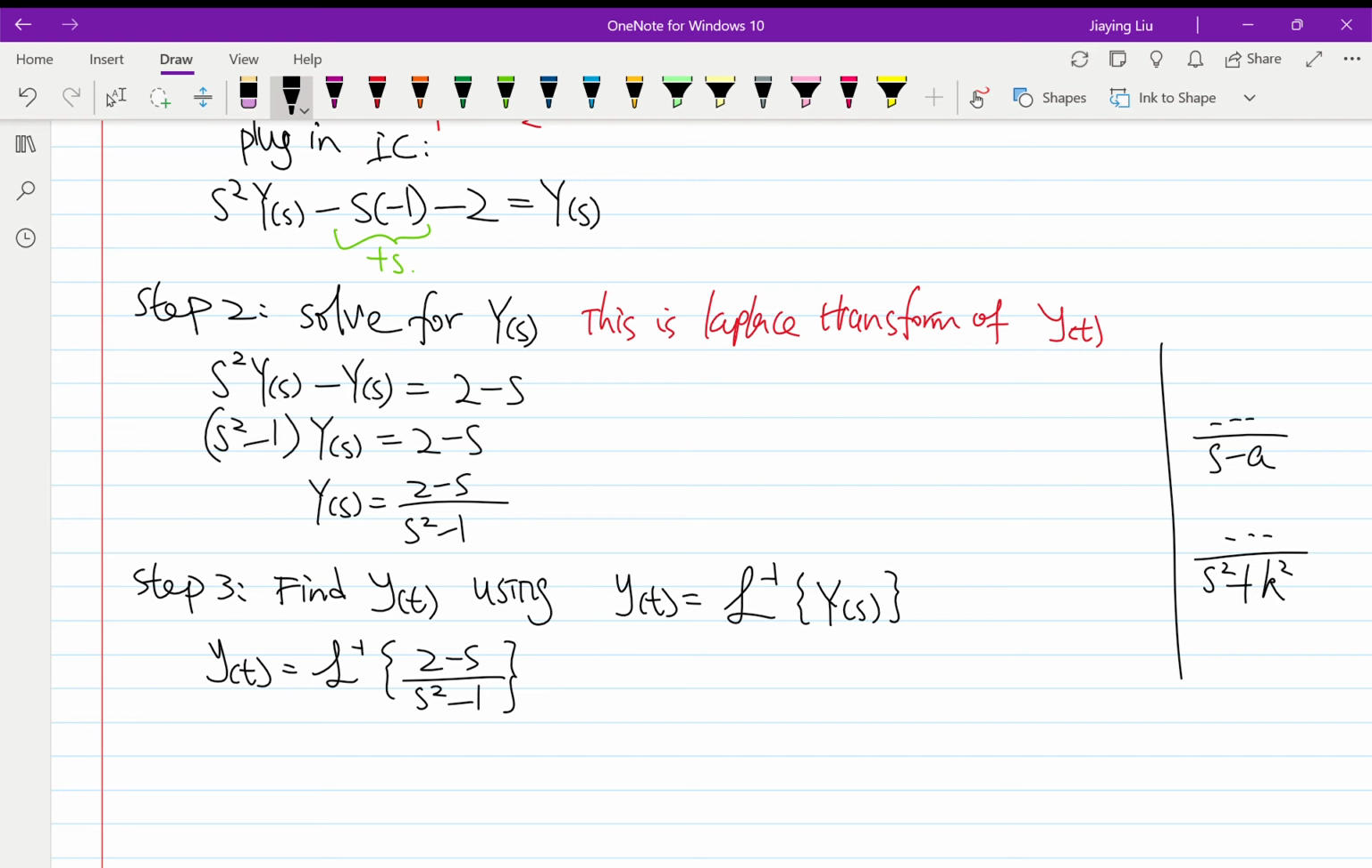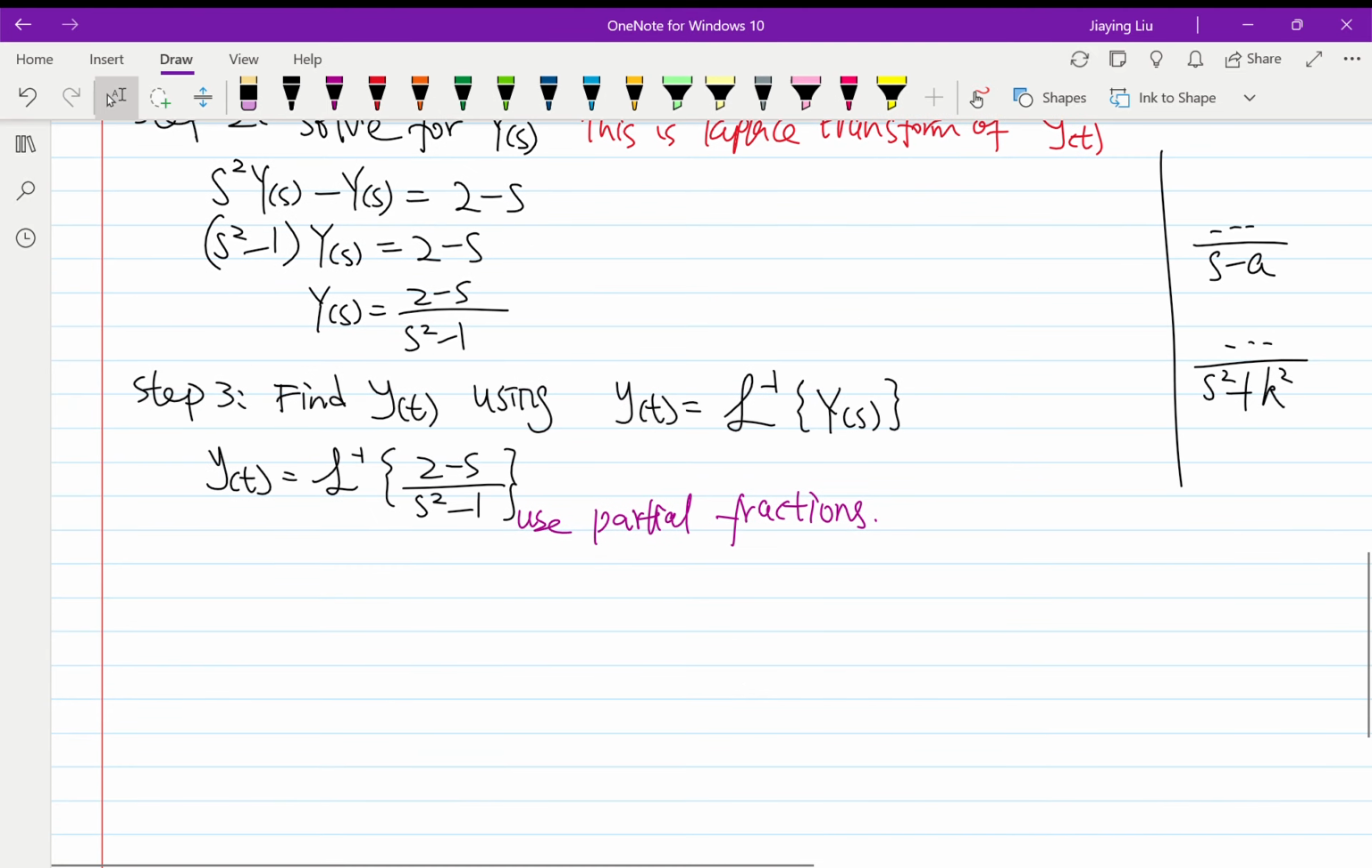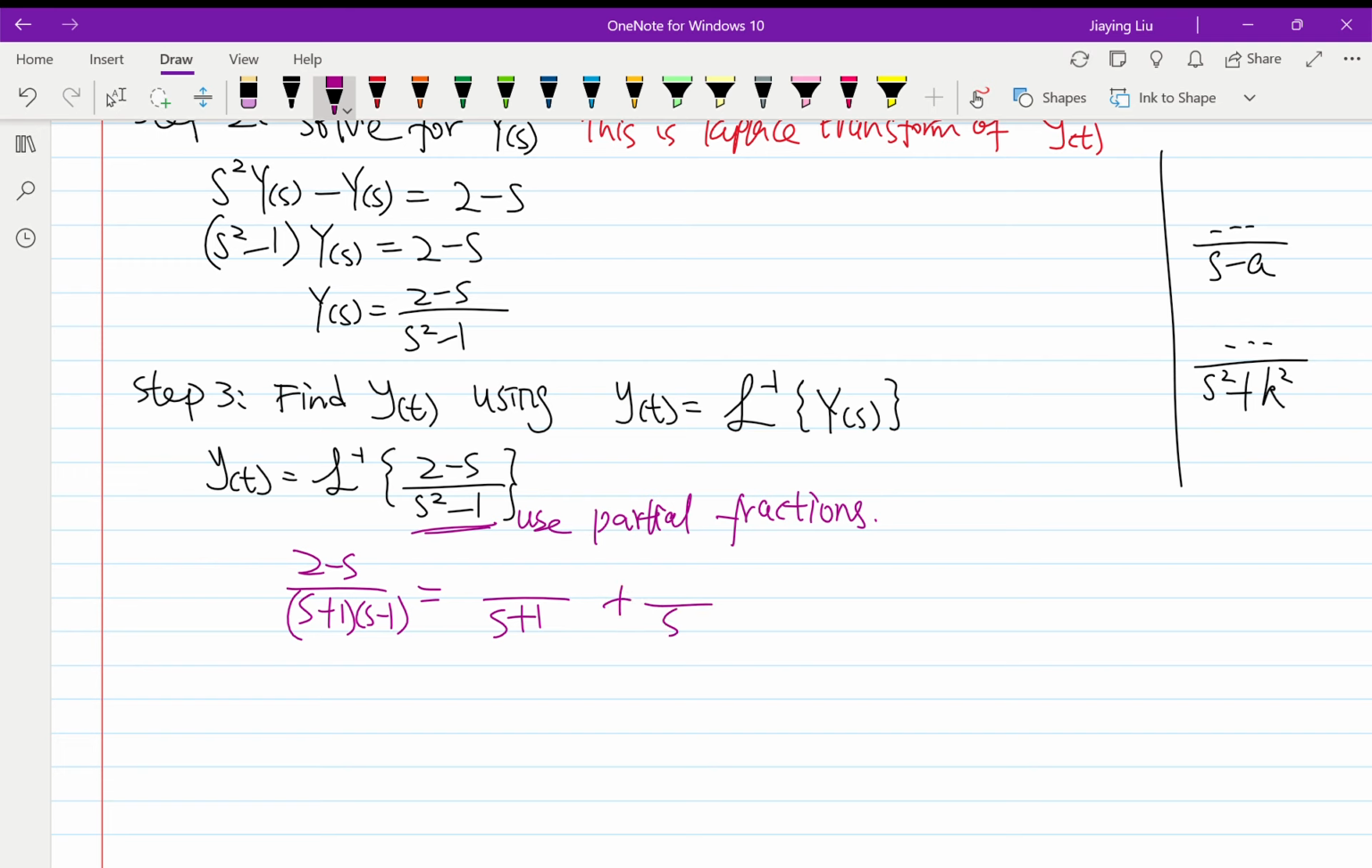So we need the partial fractions. Use partial fractions here. For this fraction, we need to factor the denominator, so 2 minus s over s squared minus 1, that's s plus 1 times s minus 1. So the partial fractions from here will be, one denominator is s plus 1, another one is s minus 1, with a and b as the numerators.